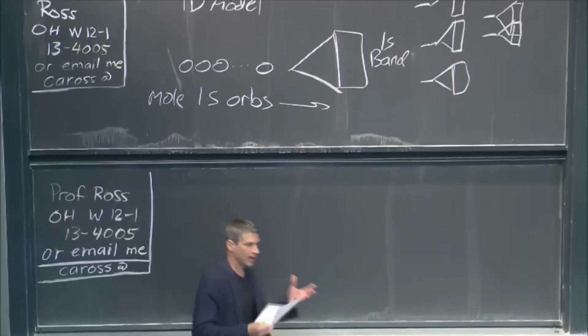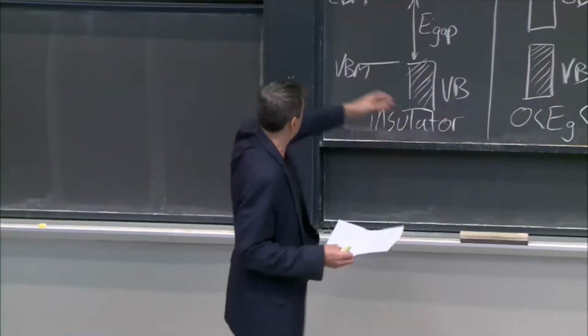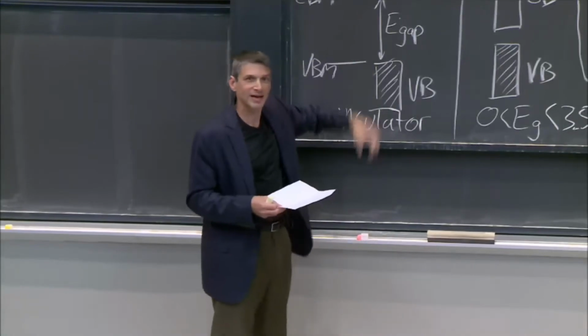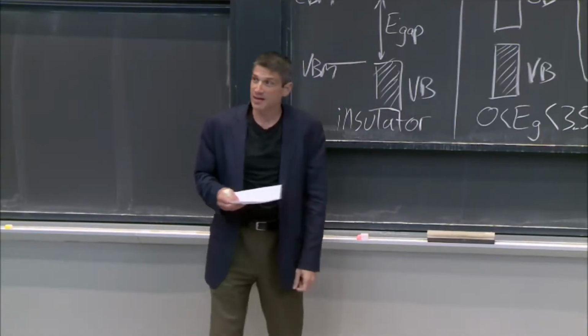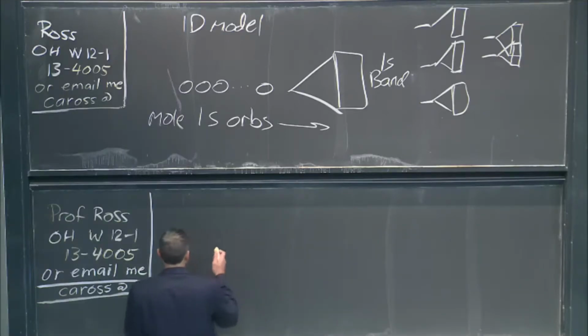If I think about diamond on the left, diamond is an insulator. Diamond has a gap of 5.5 electron volts. 5.5 electron volts. It's an insulator, right? Now, but okay, that makes me think of methane.